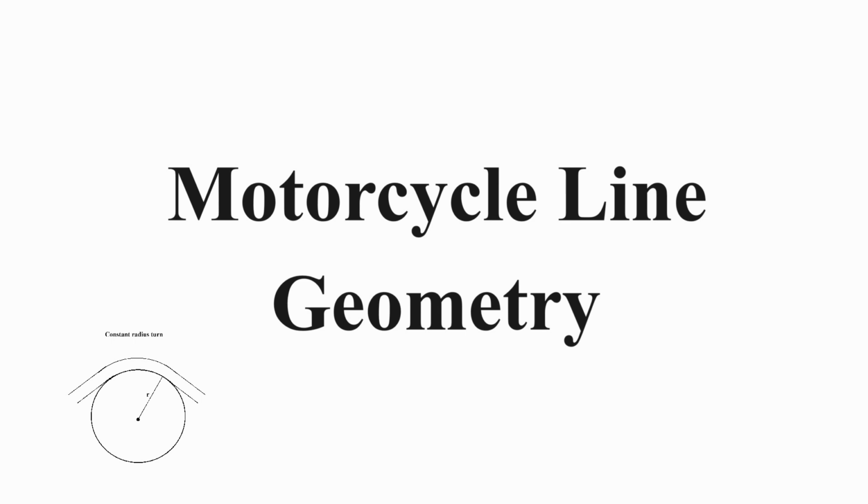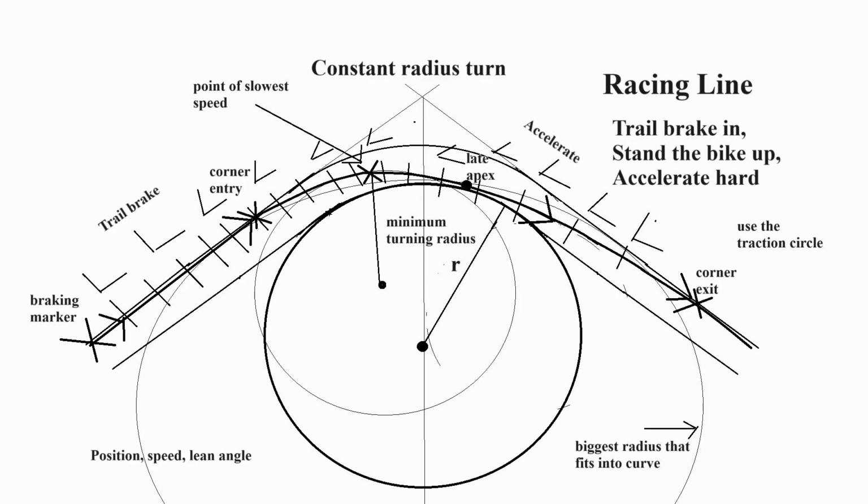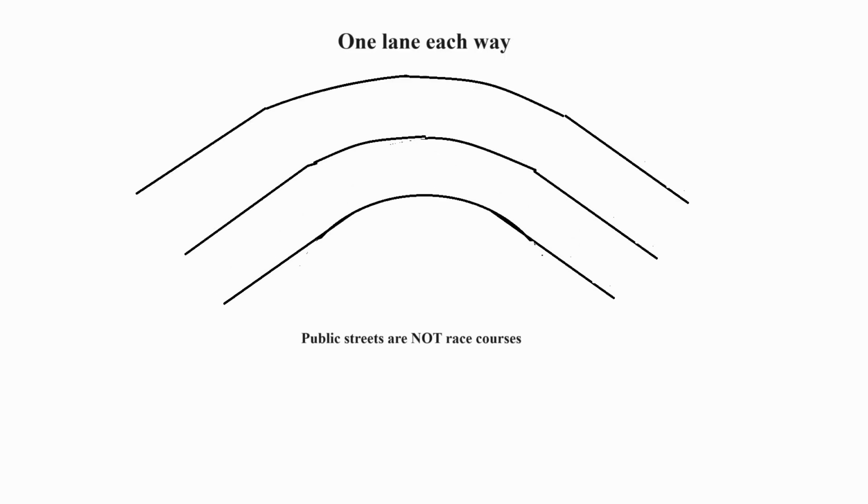Motorcycle line geometry. But let me explain. I'll be describing the usable area of the road.